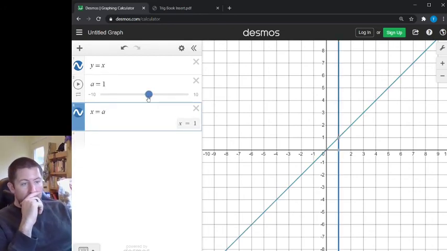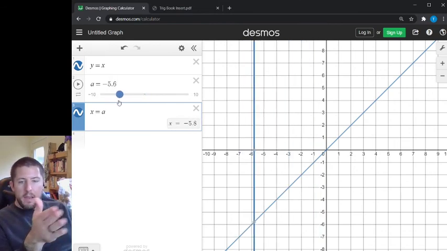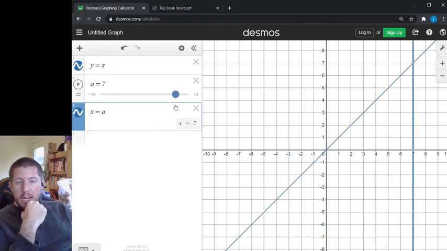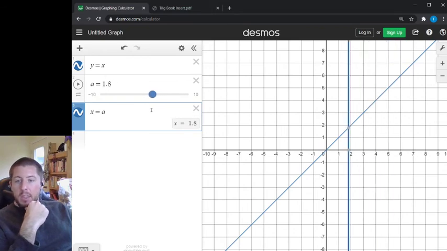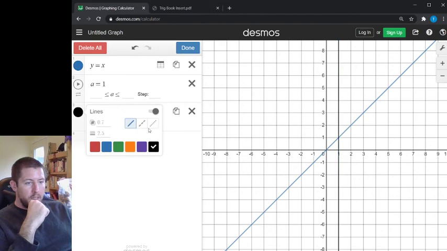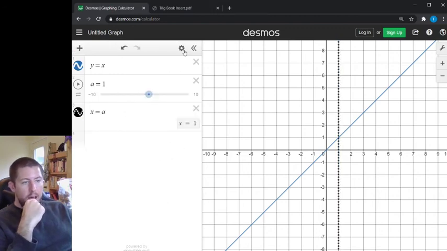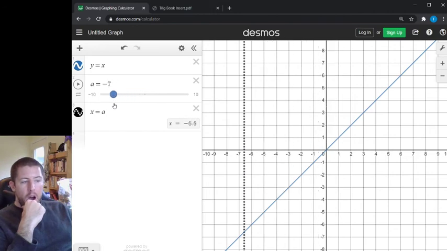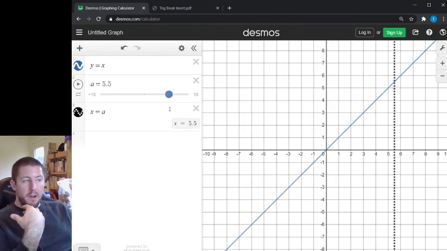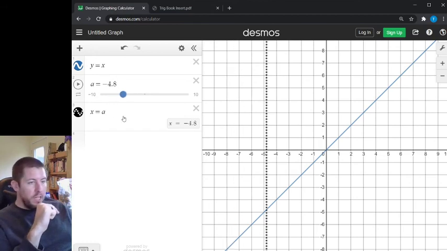So now I have a slider bar for a, and this is now a vertical line at x equals a. What I'm seeing is no matter where I drag it, we're always hitting the actual curve of interest just once. There's my vertical line. I'm dragging it around and asking how often it hits the curve that we're wondering if it's a function. Since we only ever hit once, there's only ever one output for each input.